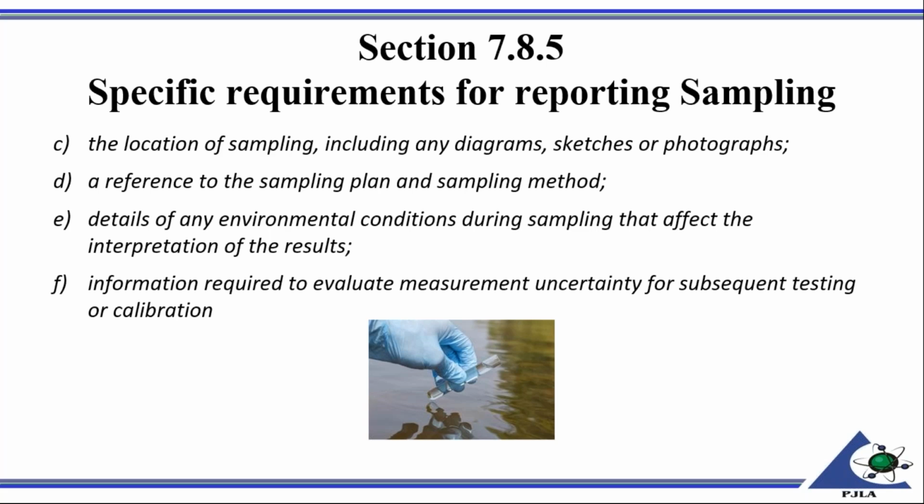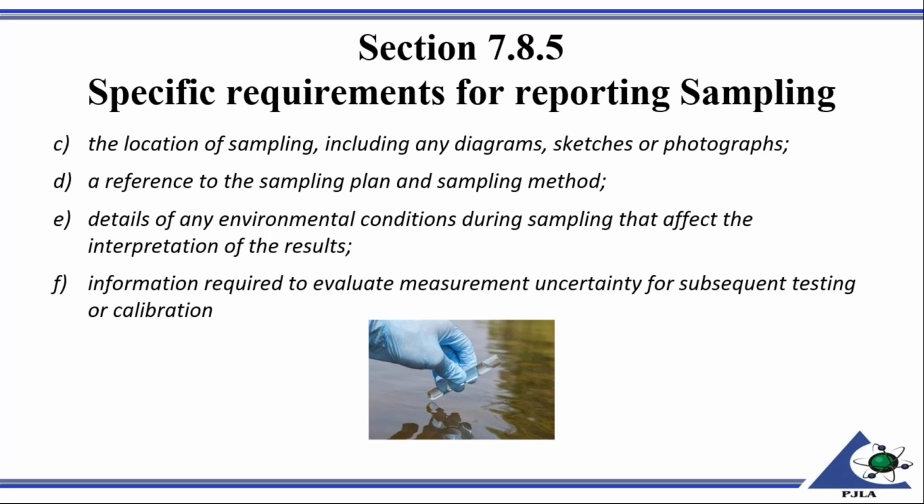Section E, details of any environmental conditions during sampling that affect the interpretation of the results. So let's say again, you're testing the water in a pond. The water temperature could have an effect on the sample itself that you took. Any environmental conditions that could affect that, you're going to want to document, maintain, and include on the sampling report somewhere. If it's not going to affect it, then you don't have to. But if it does, you should include it.